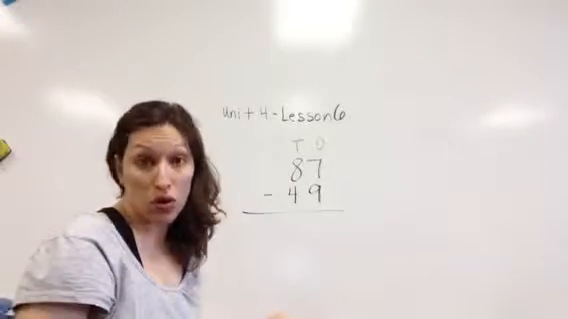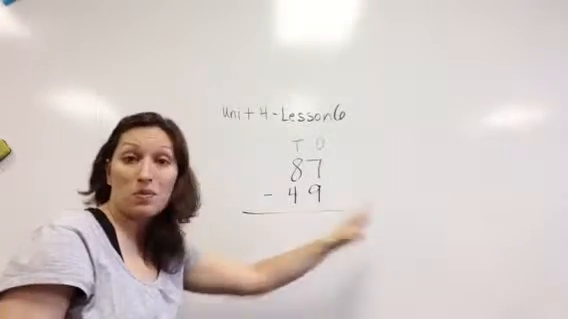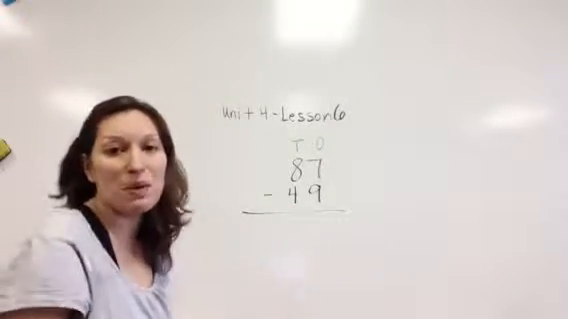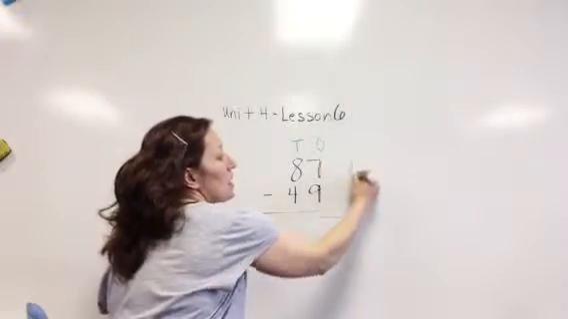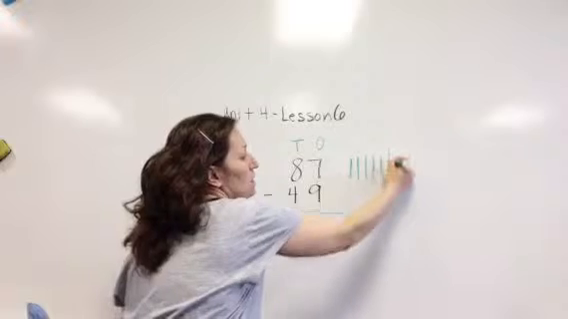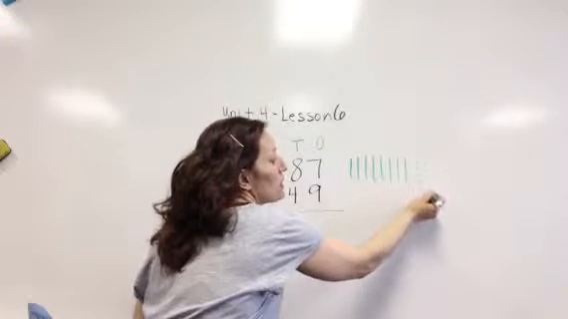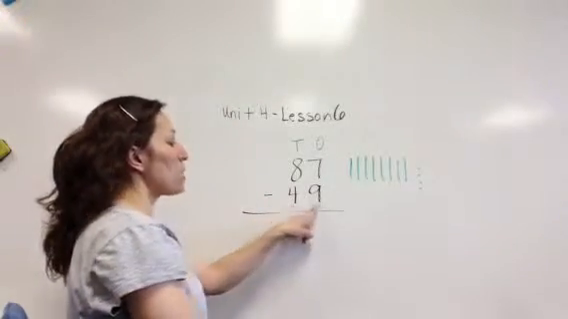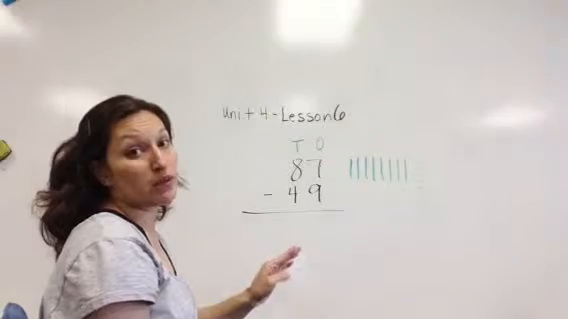Now, there are struggling learners who do better with the algorithm and then going to the picture to check it. It just depends on the kid, okay? We're going to do the picture first. So we've got 87: 10, 20, 30, 40, 50, 60, 70, 80, 81, 82, 83, 84, 85, 86, 87. We're going to take away 49. So if I'm going to take off 49, I need to show myself doing that.